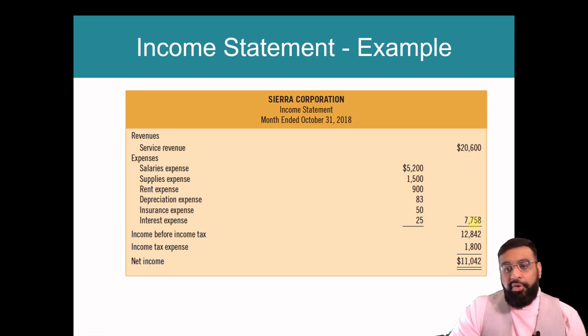Now you can see underlines. The theory behind the underlines is very easy. Whenever we do a calculation, we input an underline. We add all these together. Underline gives us the 7,758. Now we're doing the 20,600 subtract the 7,758. Underline gives us 12,842. The 12,842 minus 1,800, underline, gives us 11,042. Now the 11,042 is double underlined because once again, that is the final figure on the income statement.